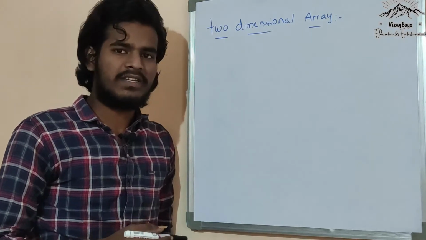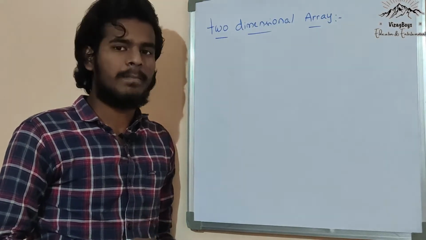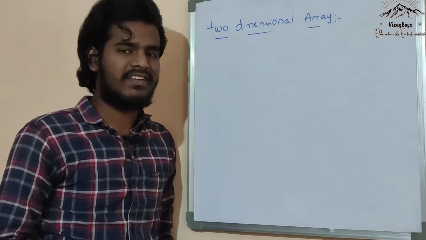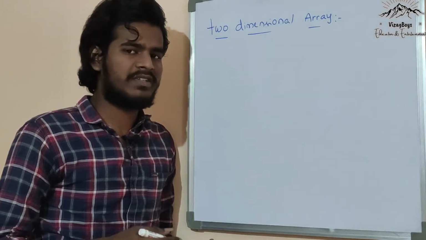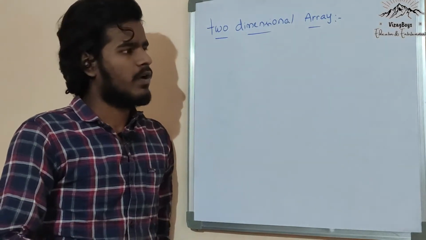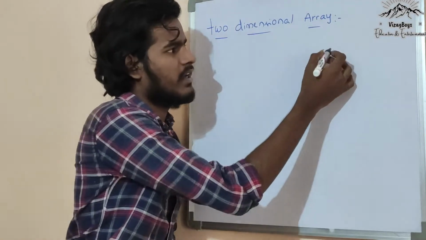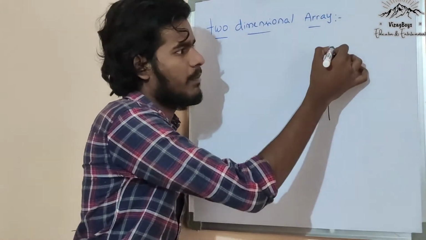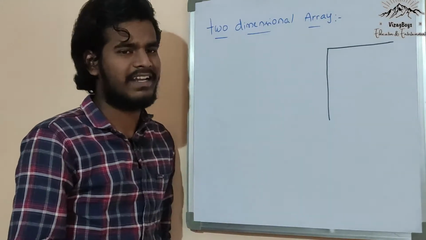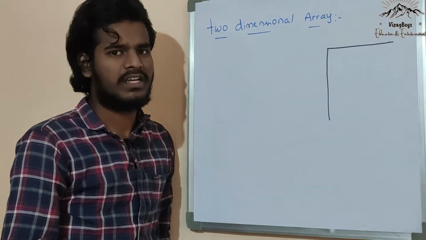We can represent a two-dimensional array by using matrix style. In C language we represent a two-dimensional array using matrix style. What is a matrix? A matrix is nothing but a number of rows and a number of columns.